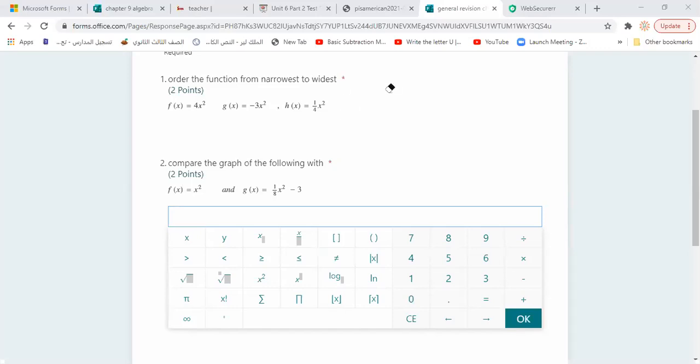Ahmad Uta, could you please repeat what we said? Do you agree with what Farah said? We want to arrange from narrowest to widest. So what do we have to do? Find the absolute value of A, and the greatest value is the narrowest, and the lowest is the widest. Okay, so we are going to find the absolute value of 4, then the absolute value of -3, and then the absolute value of a quarter. The absolute value of 4 equals 4. The absolute value of -3 equals 3. The absolute value of a quarter equals a quarter. After that, we want to write the answer. So how will we rearrange?